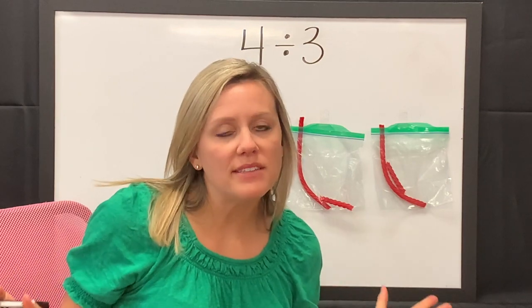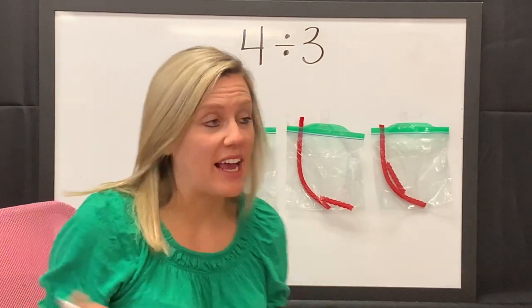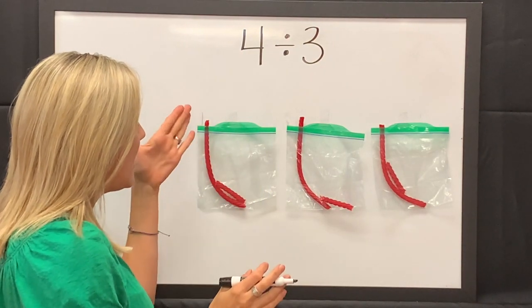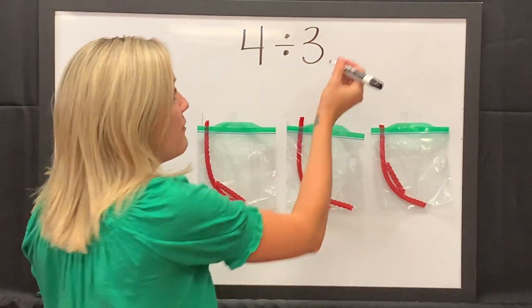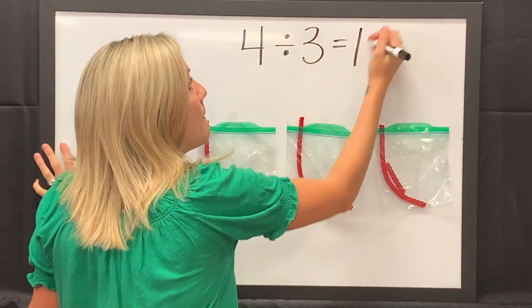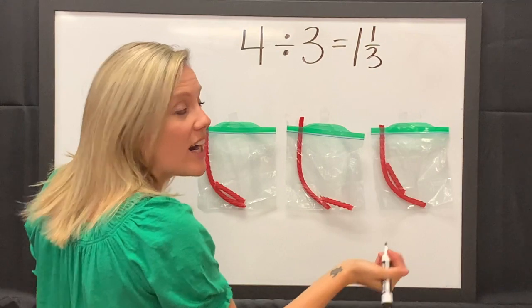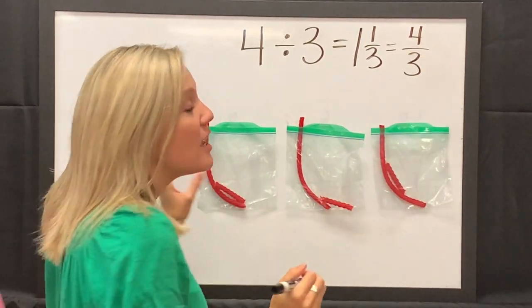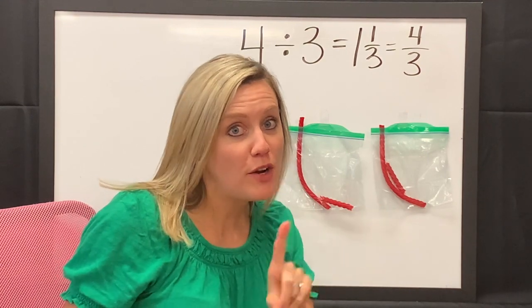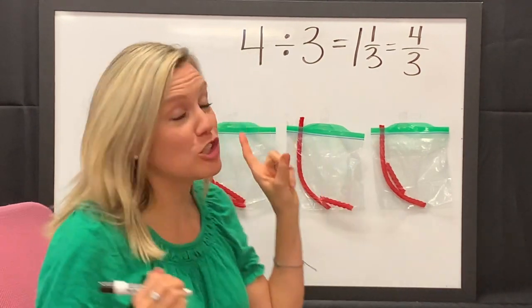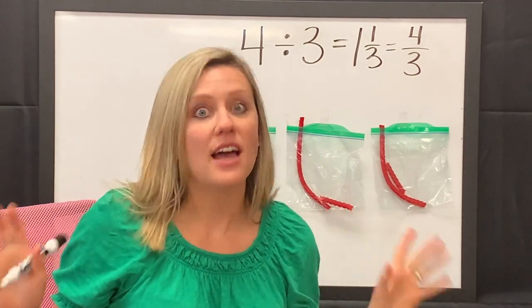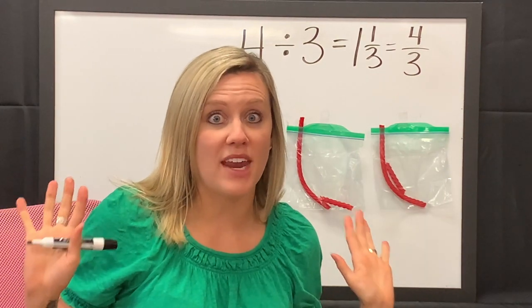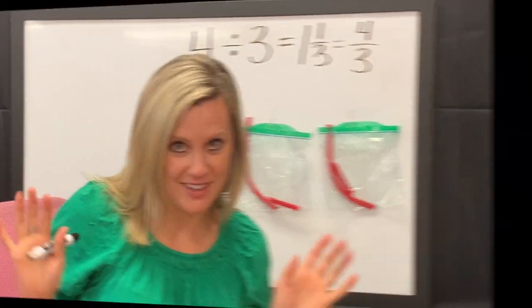Okay, how many pieces of licorice does each bag have? Each bag has 1 whole and 1/3 left over. Or it has 4 thirds because 3/3 would equal 1 whole, and then we have that extra third that I had to put in at the end. Let's do one more example and then I will show you my magical trick.